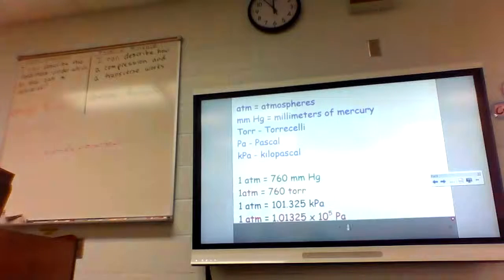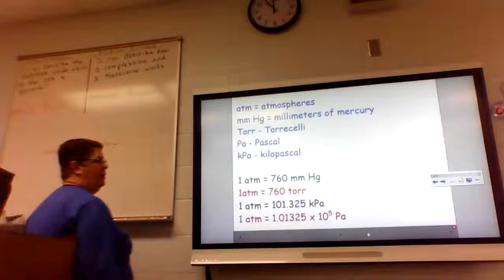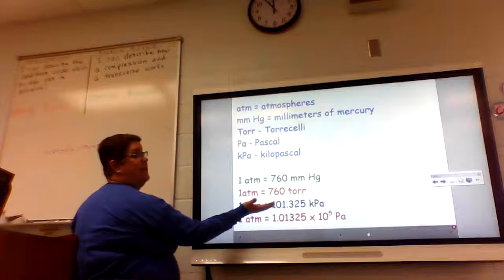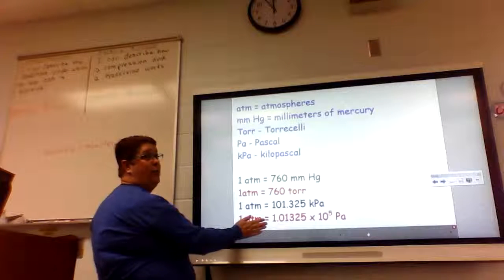Alright. So, how do you convert? One atmosphere is equal to 760 millimeters of mercury. Now, the top 3 are on your reference table. So those of you who are moaning, the top 3 are on your reference table. Okay? So just learn the last one. The bottom one is not on your reference table.